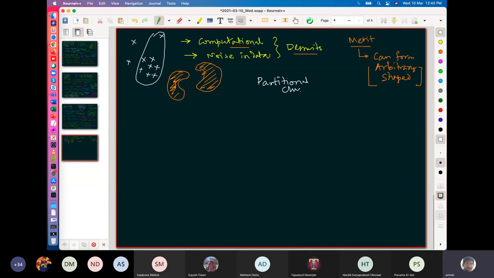people also thought about the partitional clustering technique, which is very widely used, and the most widely used is called the k-means algorithm. You might have heard the name k-means. The principle is very simple, and it is computationally very efficient.